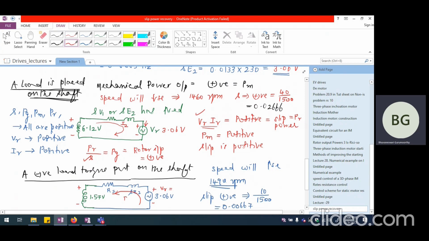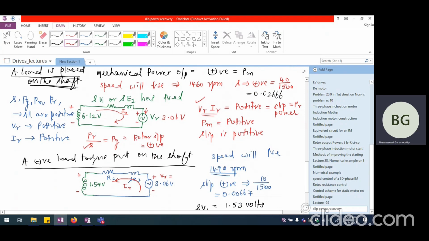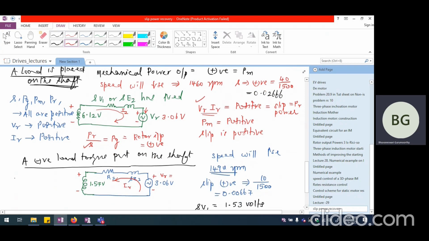So we are looking at IR flowing in the opposite direction. Because of which we are going to have VR times IR negative, rather than we are absorbing the power, now we are supplying the power. So this is negative. So slip power is negative.